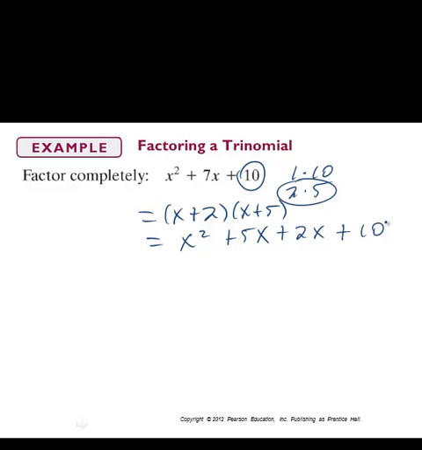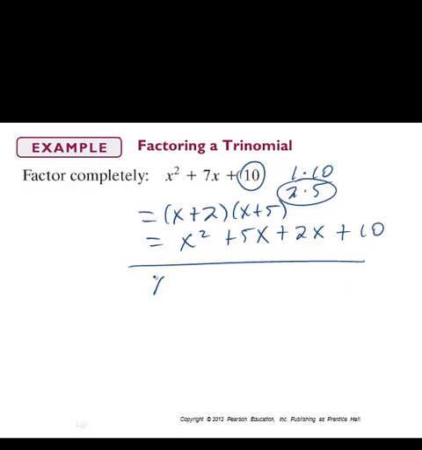Now, my AC method basically asks the question. You have 10 at the end, right? That 10 is the result of multiplying the last terms of the binomials that you're multiplying together. But they add together to give you that middle coefficient. So we ask the question, what two numbers can you think of whose product is 10, but whose sum is 7? And the answer is 2 and 5.